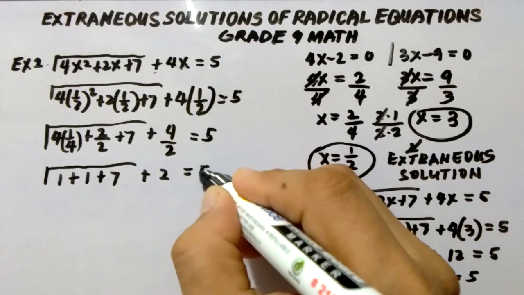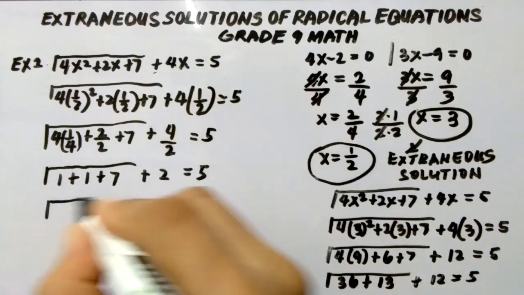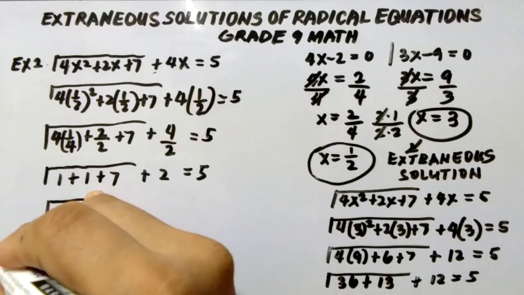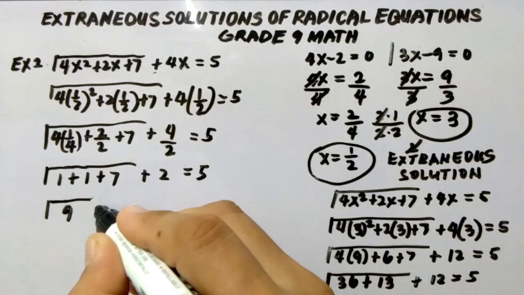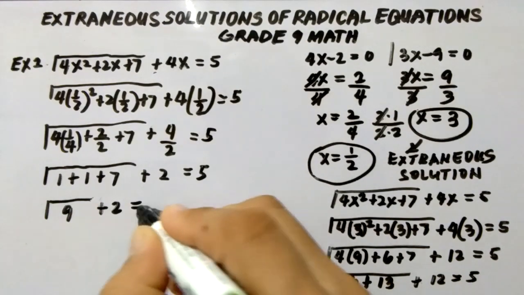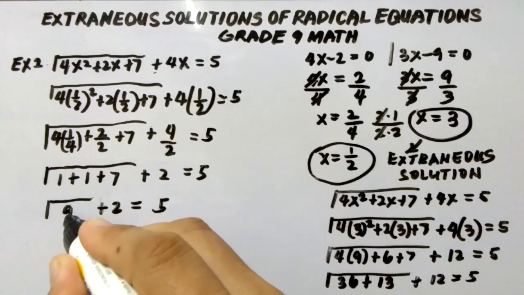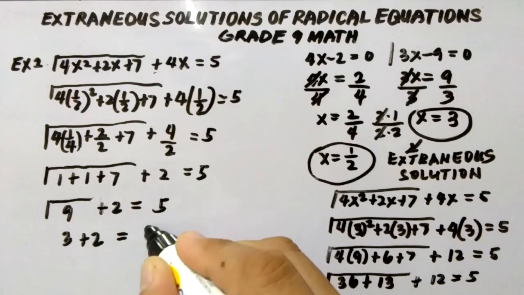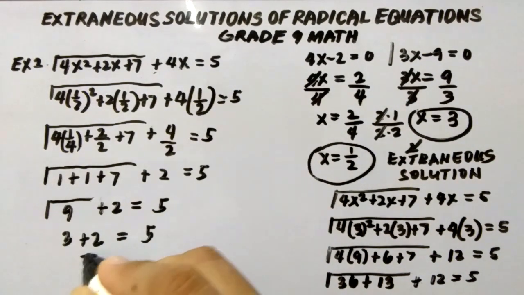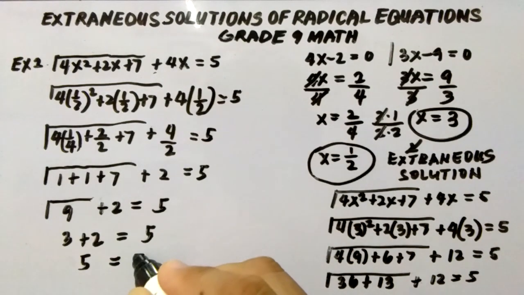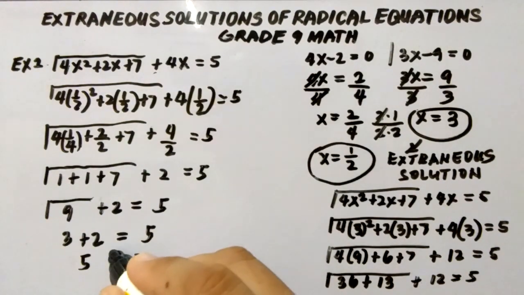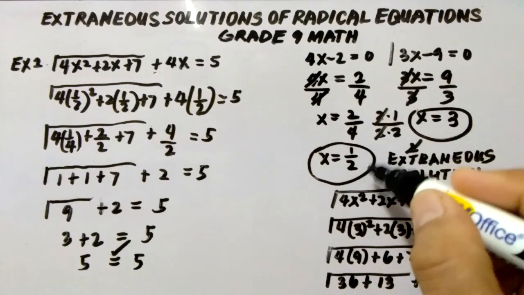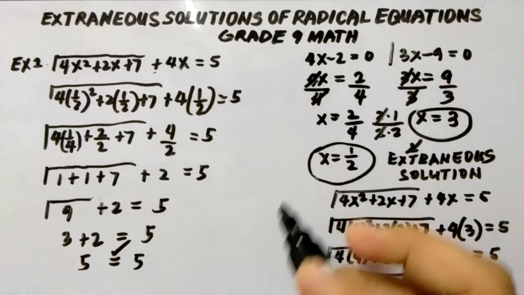Is equals to 5. So, square root of 1 plus 1, that is 2, plus 7, that is 9. Plus 2 is equals to 5. So, square root of 9, that is 3, plus 2 is equals to 5. So, 3 plus 2 is equals to 5, equals to 5. Okay, so nag-equal po. So, therefore, x is equals to 1/2 is the true solution.